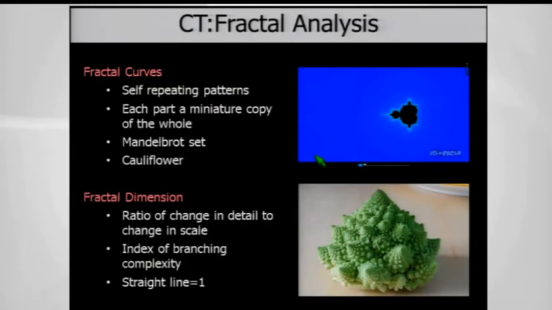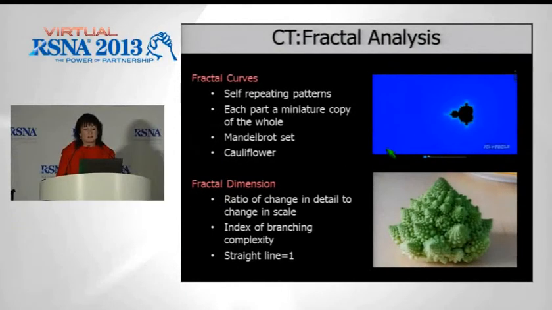If you have a patient who has pulmonary hypertension and you want to monitor them, they're on therapy, you can actually put a value onto the abnormalities of their pulmonary vascular disease. And one of the ways to do that, some of you will remember from your maths when you're younger, is looking at fractal curves. These are self-repeating patterns, and each is a little miniature copy of the whole. The Mandelbrot set is probably the most famous, but the cauliflower, as you can see here, is another. And you can use these fractal dimensions, looking at the ratio of change in detail to the change in scale, and that basically just gives you a numerical value for complexity of branching pattern.